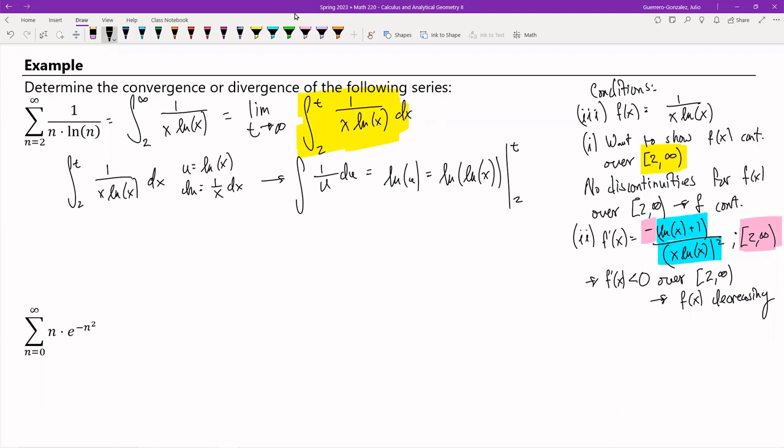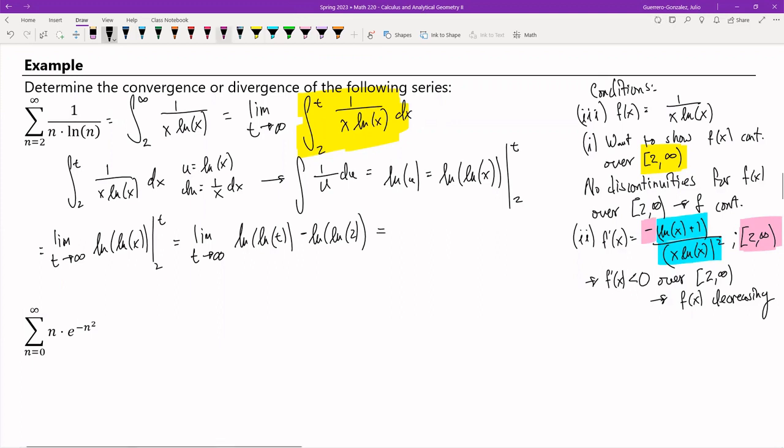Okay, so now I'm going to take this big, huge integral and continue down below. So it's going to be equal to the limit t goes to infinity of the ln of the ln of x evaluated from 2 to t, equal to the limit t goes to infinity of the ln of the ln of t minus the ln of the ln of 2. Equal to, this is already a value, so no problem there, right? This is the thing that we've got to analyze to determine divergence.